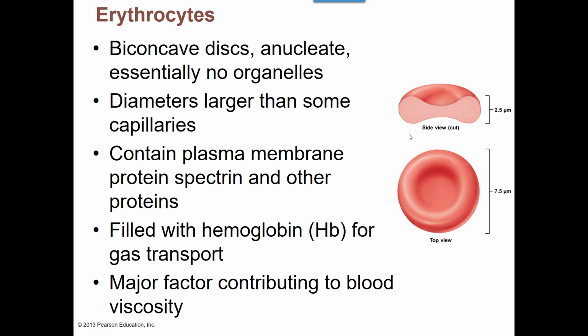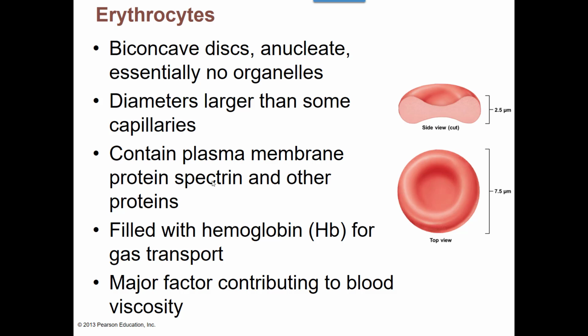Instead, they do have a plasma protein called spectrin found in there, and that spectrin allows it to change shape, to fold, and then to squeeze where it needs to go. So the spectrin protein allows them to be a little more flexible. They are filled with hemoglobin for gas transport, and they're the major factor that contributes to our blood viscosity, meaning how thick our blood is.